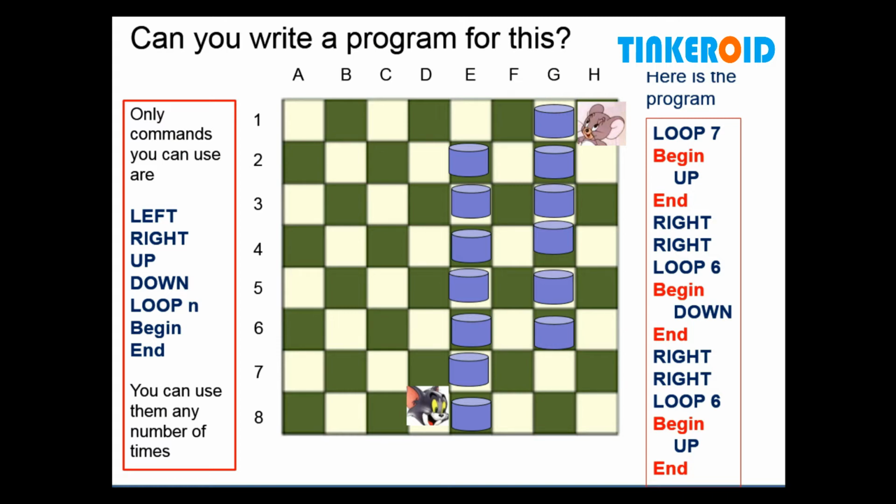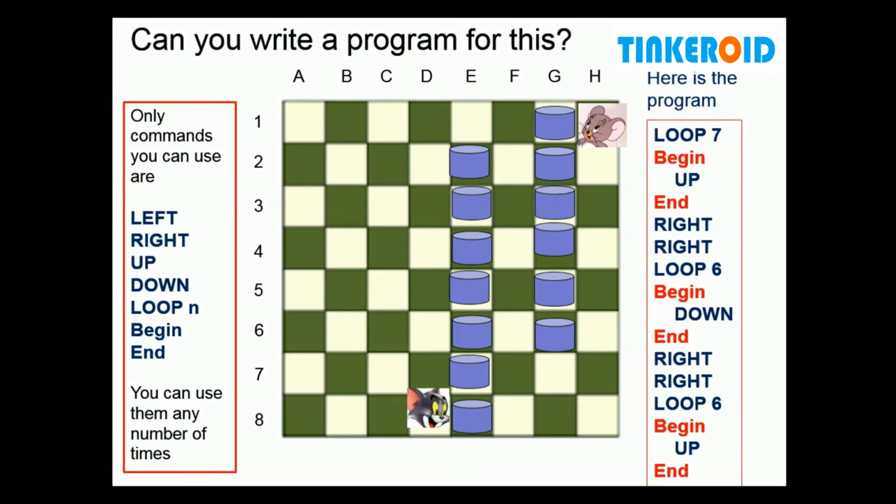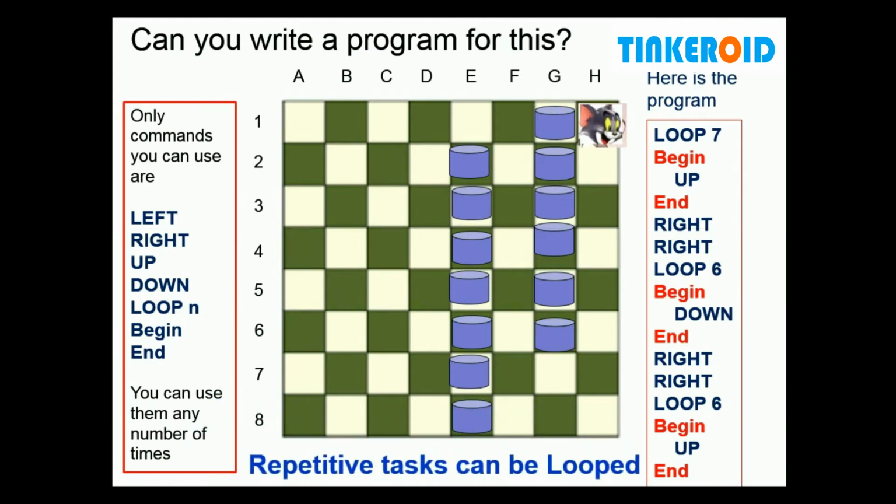Now we give this instruction to Tom and asked him to run. Let's say he will run as per my program. See, Tom is running along the path as described by the program. So what did we learn? We learned that repetitive task can be looped. Whenever there is repetition, we will loop it.